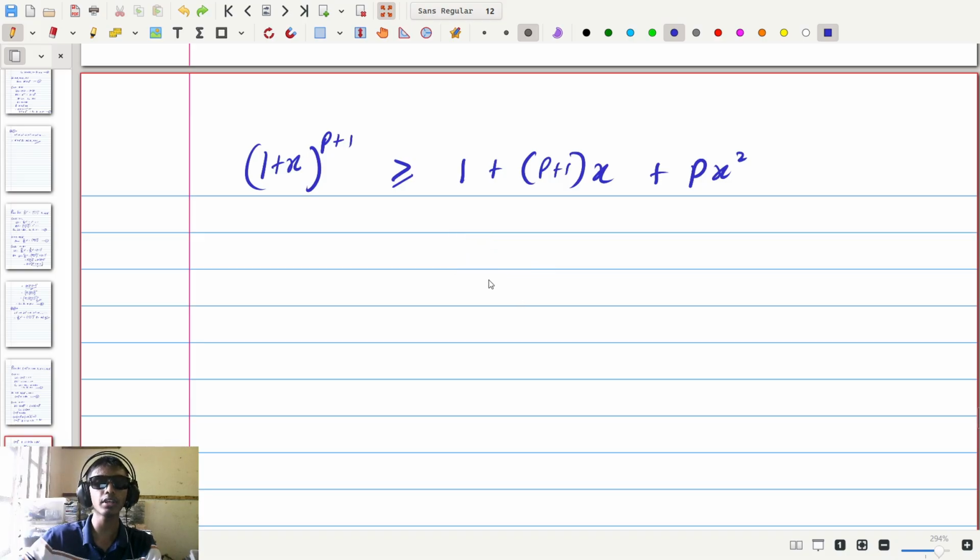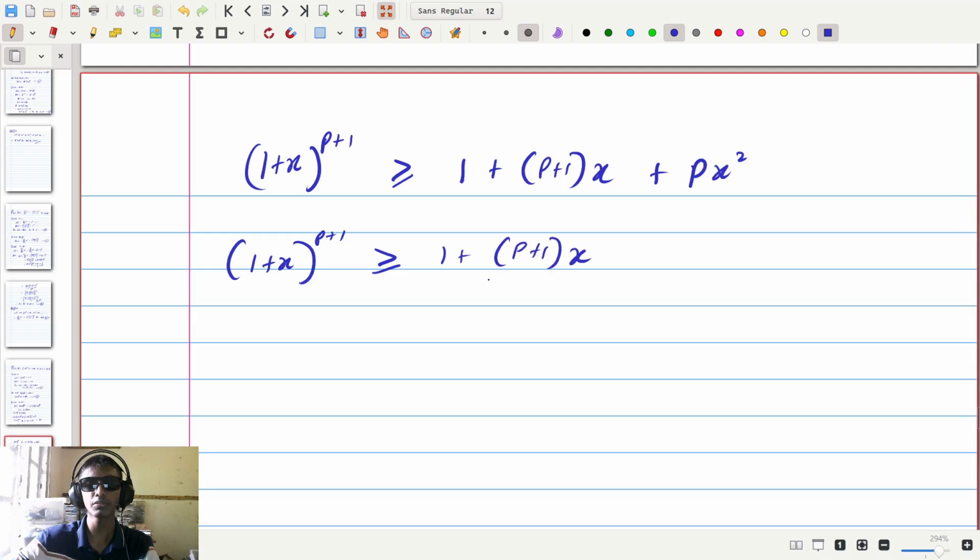Given this, we can now say that (1 + x)^(p+1) is definitely going to be bigger or equal to 1 + (p + 1)x, since this additional thing that we're adding here is either some positive value or 0. If it's 0, we can completely cancel it out and write this directly, and if it's not 0, it's definitely some positive value, in which case it's a greater than sign. So in both cases, the greater than or equal sign is satisfied. Therefore, we can finally write that (1 + x)^(p+1) is greater than or equal to 1 + (p + 1)x.